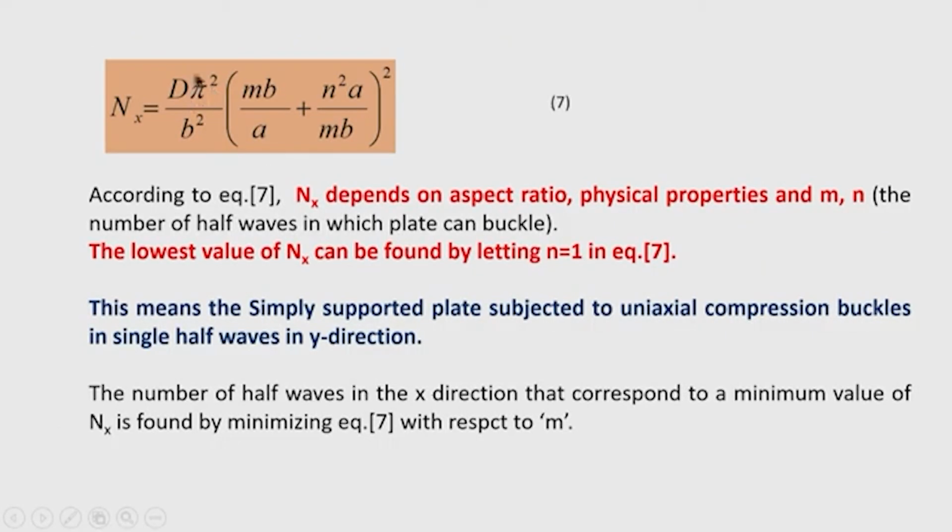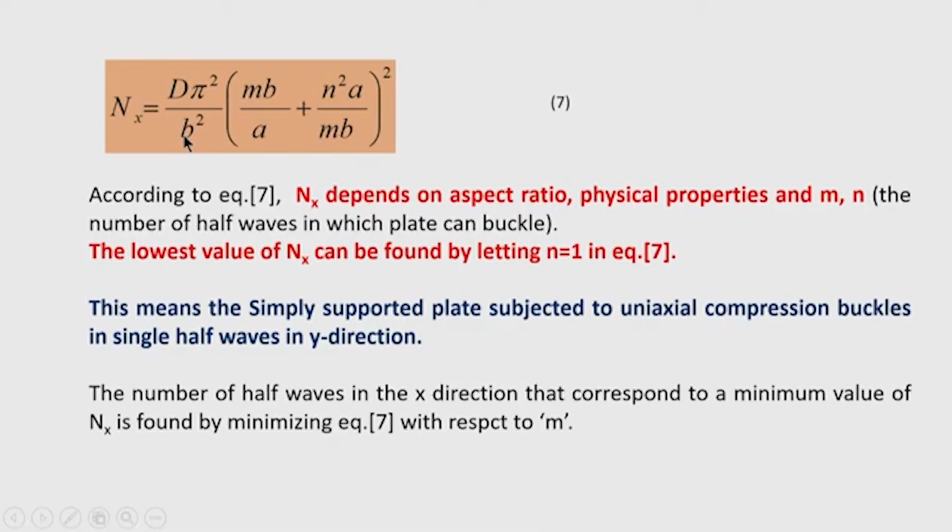This value is D pi square by b square. Okay. And if I take m b by a plus n is 1, n is always 1 for a rectangular plate simply supported along all edges with compression in the x direction. So, we can find the buckling coefficient, and the buckling load, the critical load, will be k D pi square by b square. You can see here the critical load of the plate depends on the width of the plate.